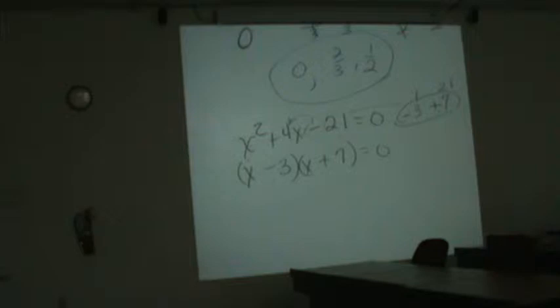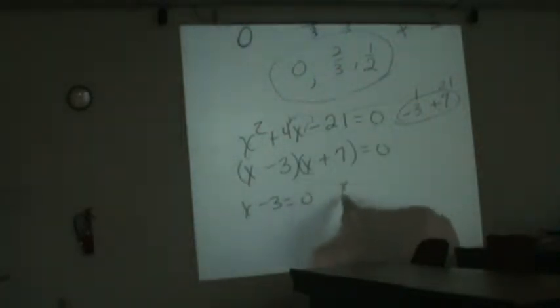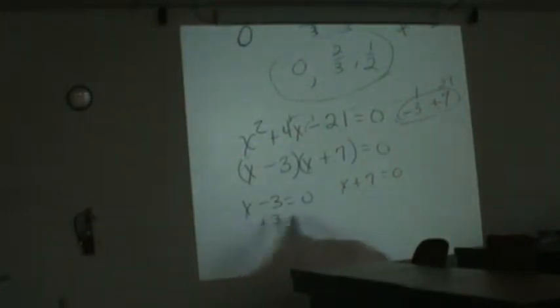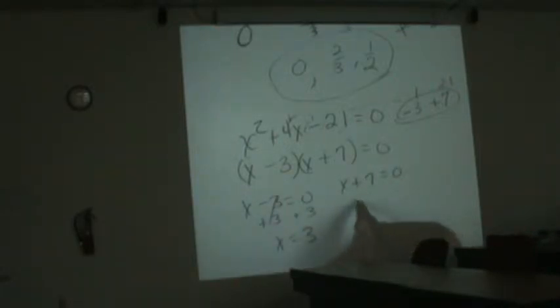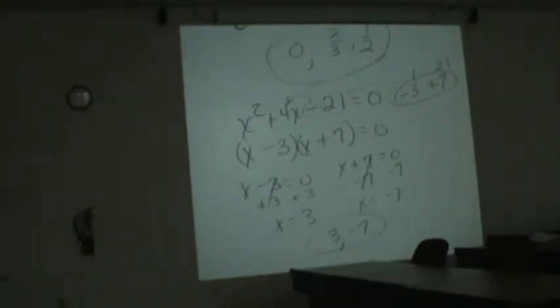Now, set each one of these factors equal to 0, just like you have on the part that was already factored. X minus 3 equals 0, and x plus 7 equals 0. This one, just have to add 3. And this one, subtract 7. So your answers are 3 and negative 7. Okay, so you're going to be practicing more on the factoring that you've been doing on all your homework. So hopefully you learned it real good.